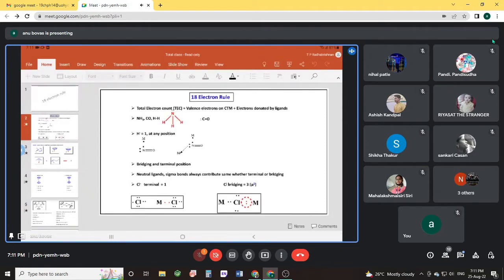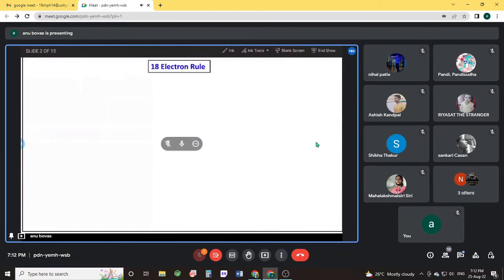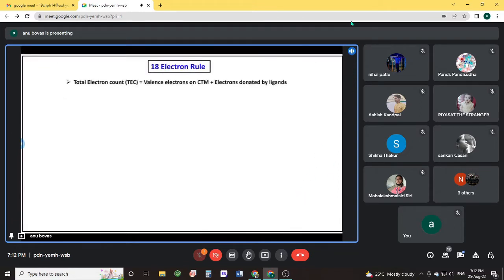So what does the 18 electron rule say? The 18 electron rule indicates that the total electron count can be calculated from a simple equation, which equals the valence electrons on the central transition metal plus the electrons donated by the ligands. This total electron count should be equal to 18 or a multiple of 18 so that a particular complex is stable. The valence electrons on the central transition metal can be obtained directly from the electronic configuration, and the electrons donated by the ligands can be obtained from their structure.